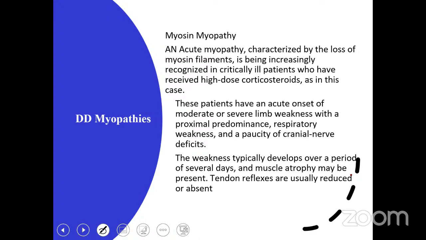These patients have an acute onset of moderate or severe limb weakness with a proximal predominance and respiratory weakness and a paucity of cranial nerve deficits. The weakness typically develops over a period of several days, and muscle atrophy may be present. The tendon reflexes are usually reduced or absent. So myosin myopathy is an acute myopathy which can occur in the ICU setup.